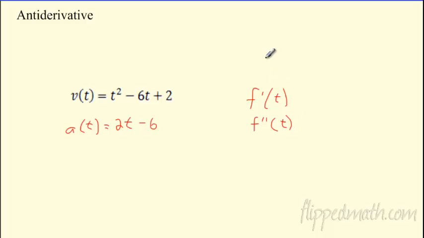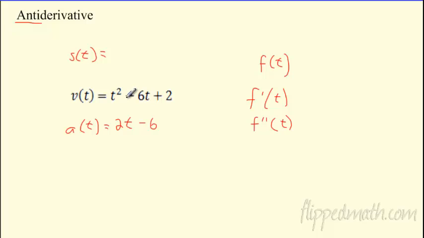The key is, what if I want the original function, or in this case, what if I want that position function? A lot of time we need that position function. Wouldn't it be nice if we could go backwards instead of taking the derivative? Like maybe we could take the antiderivative. Oh, boom, there it is. That's what we're going to do. We're going to take the antiderivative.